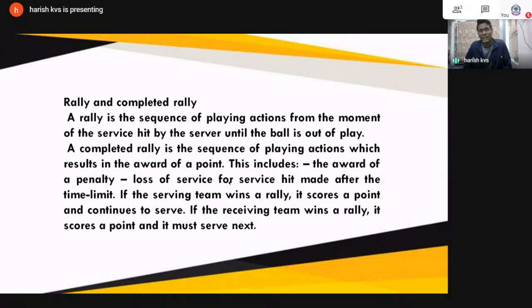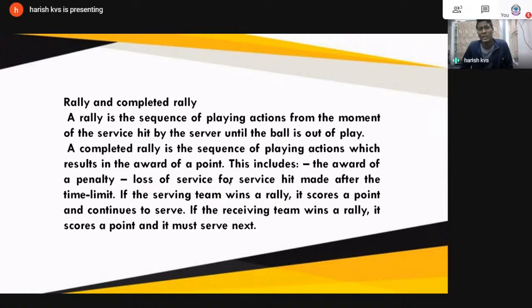Just now, as I have said, if the ball is moved consecutively to either side of the court by the two teams, then that kind of gameplay is called a rally. A completed rally is a sequence of playing actions which results in awarding a point. So you cannot expect that the rally will go on forever. Either of the teams will try to score a point. The moment the rally gets halted, if one team makes their opponent commit a foul, then they shall score the point easily for themselves.